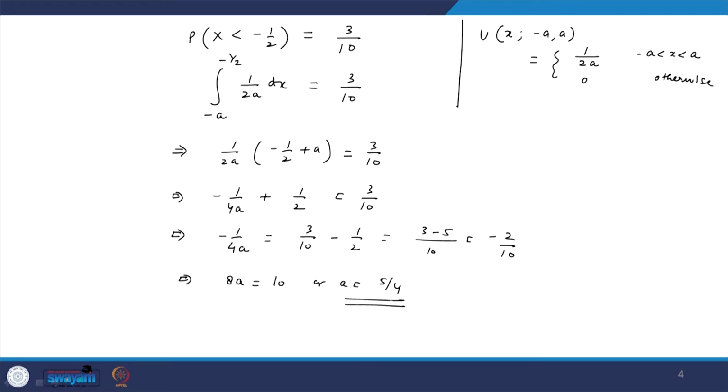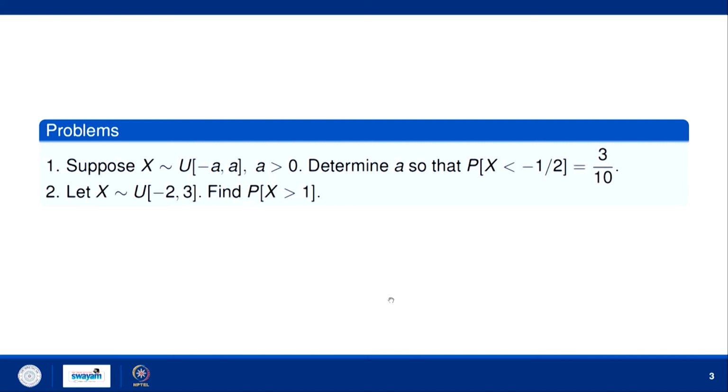for which the probability of x less than minus half for this problem is 3 by 10. Now, the second problem is, if it is given to us that x follows a uniform distribution in the interval minus 2 to 3, then we have to compute the probability for x greater than 1. So, what is given to you here is that x follows a uniform distribution function from minus 2 to 3 and you have to compute the probability for x greater than 1.